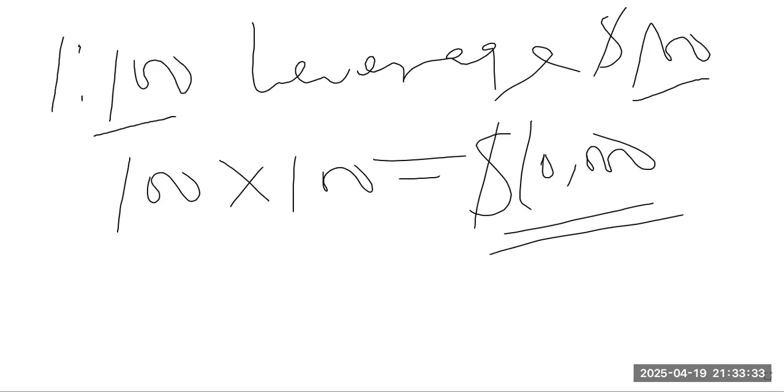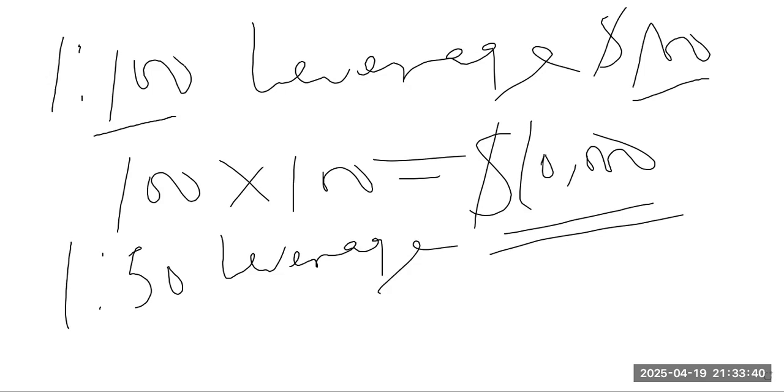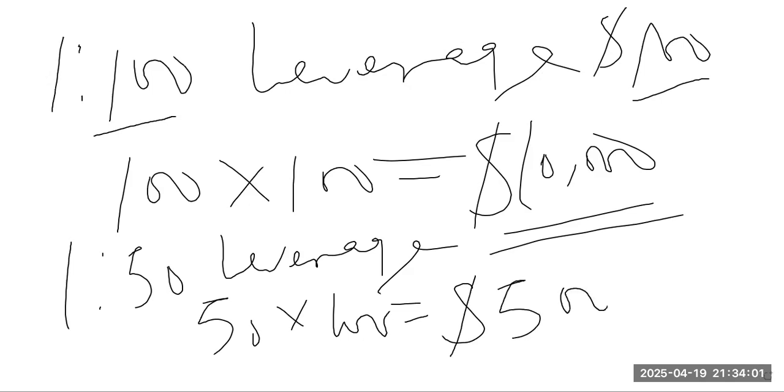Okay, what if you are using a 1 to 50 leverage on a $100 account? It means the buying power that your broker now gives to you is 50 times your $100. And 50 times your $100 is how much? I guess it's 5,000. So your buying power for this particular leverage, which is your 1:50, is 5,000.